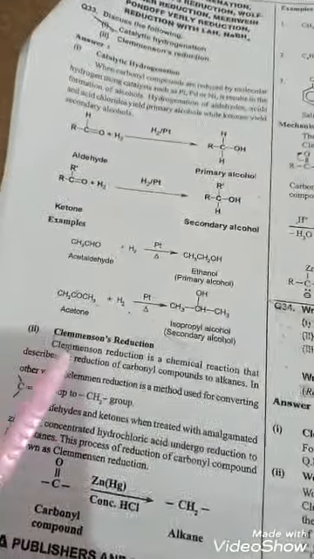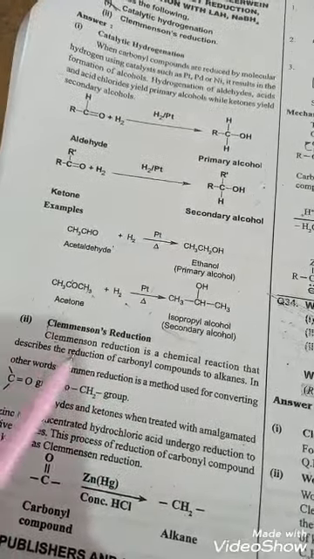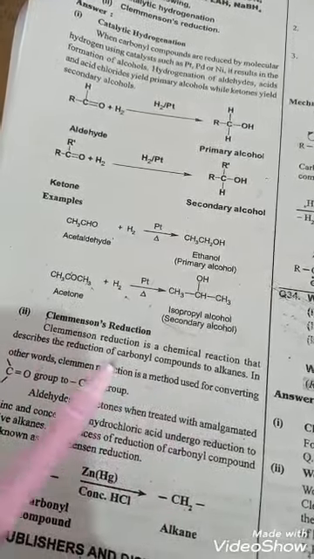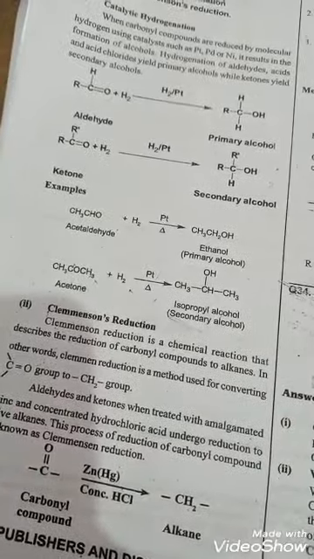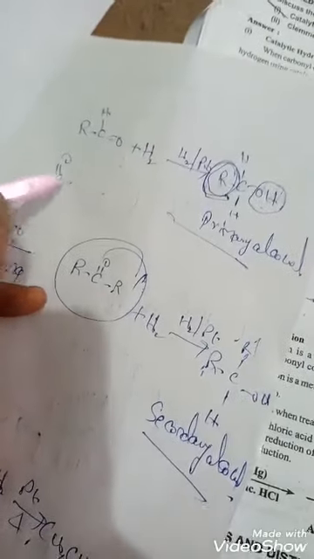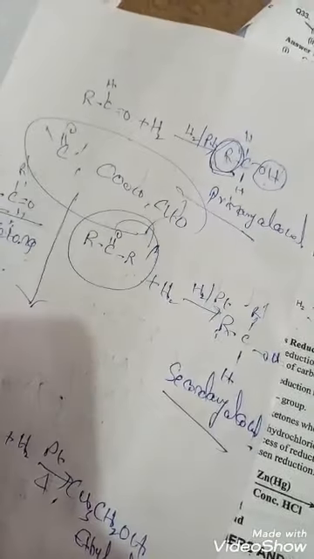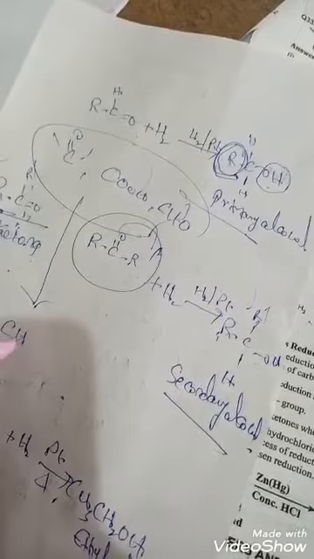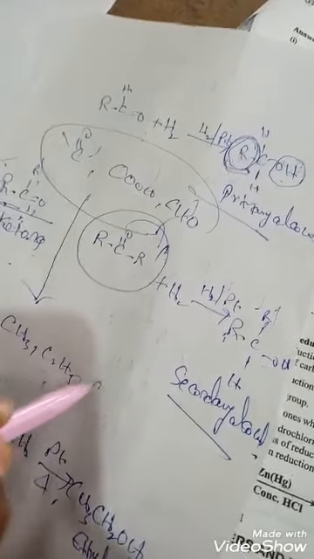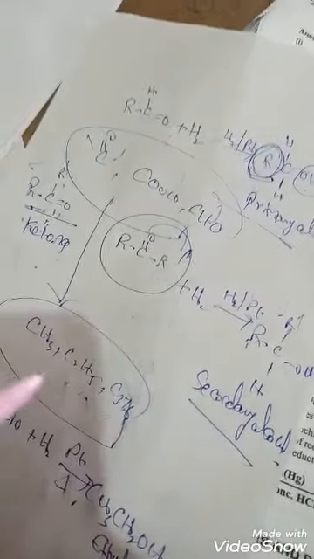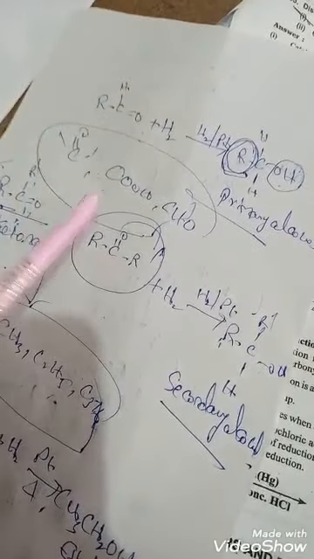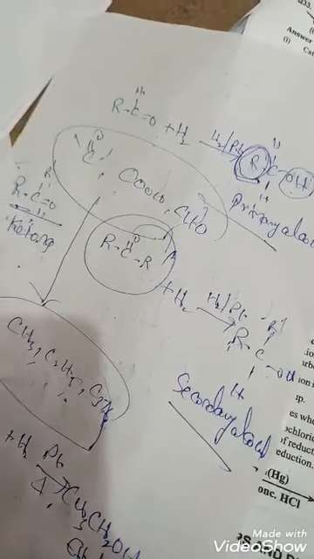Next one, Clemmensen reduction. Clemmensen reduction is a chemical reaction that describes the reduction of carbonyl compounds to alkanes. Carbonyl compounds means C=O, or COOH or CHO. These are converted into CH3, C2H5 or C3H7, which are alkanes. Carbonyl compounds directly converted into alkanes is called Clemmensen reduction.